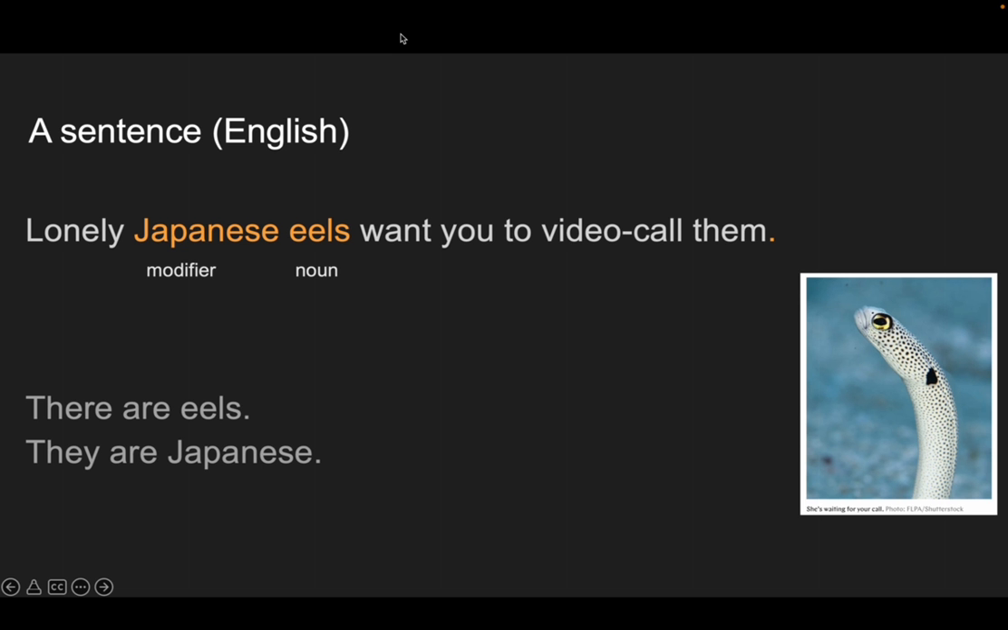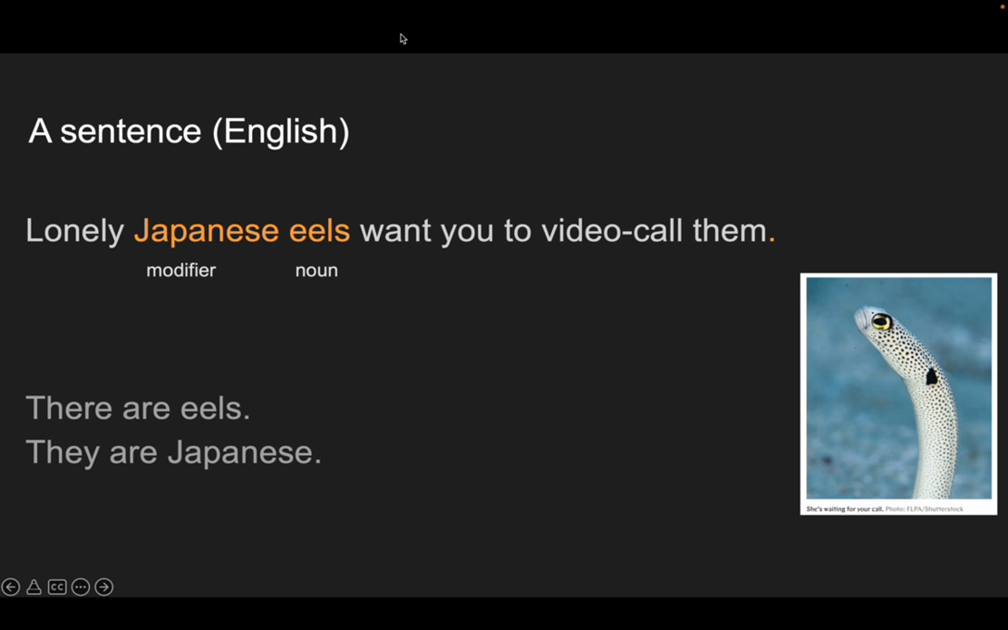And when those two words are right next to each other in English, in this order, we can interpret that as meaning, this is an interpretation of the syntax of English, that the eels are Japanese, that Japanese is modifying eels. And you know that even if you don't actually feel comfortable with terms like modifier and noun, right? The terms are ways that linguists try to label things, but the meanings are things that I think you've known since you were a little one.